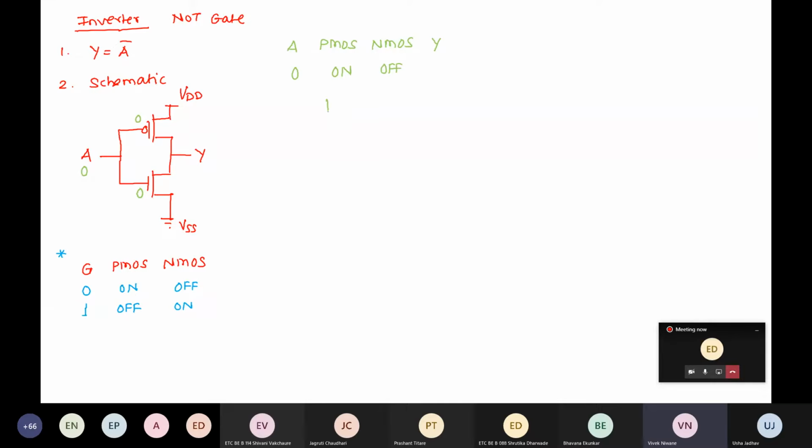सो इफेक्टिवली कैन आई से दैट, उसको स्विच डायग्राम में ड्रॉ करते हैं, पीमॉस इज ऑन, एनमॉस इज ओपन, ऑफ है ना। तो ये हो गया आपका VDD, यहाँ पे हो गया आपका Y। तो your Y is effectively connected to the VDD and it is disconnected from the ground. So Y is connected to VDD, therefore your output Y is equal to 1.